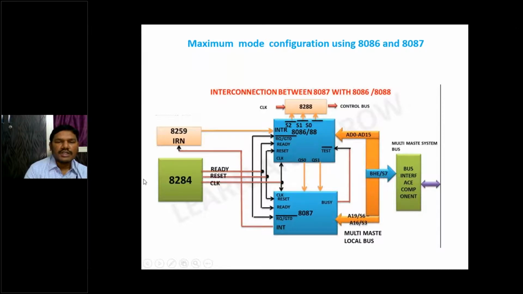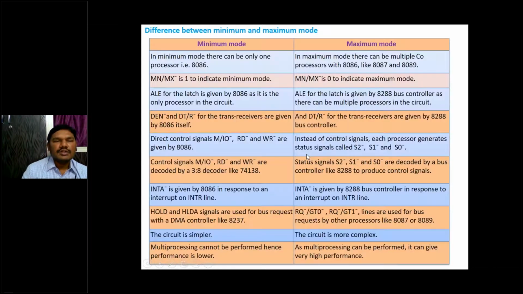This is the clock generator, and the clocks are coming from this 8284, and interrupts are given by this 8259. When it is shared by the 8087 and 8086, data is shared and operation is shared by these processors. So these are the differences between minimum mode and maximum mode.